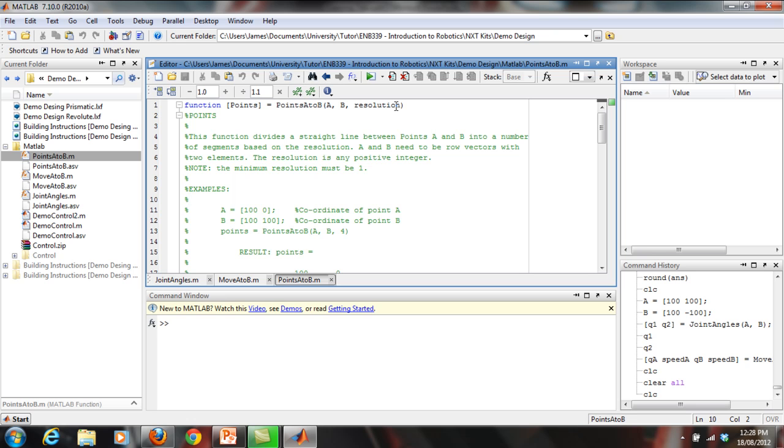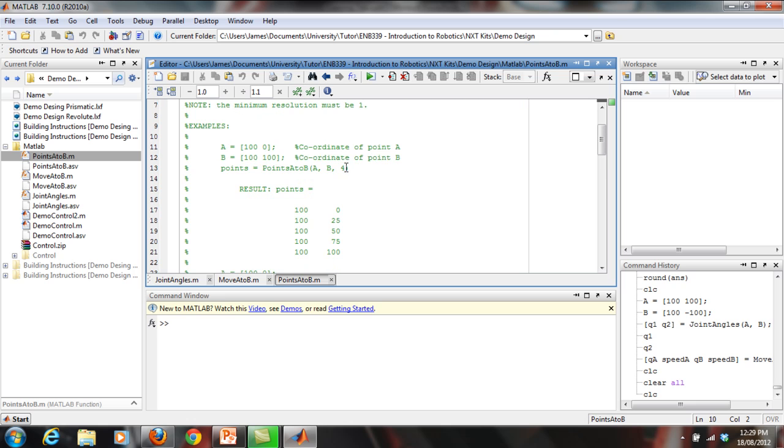So say if you have A to B and a resolution of 4, you're going to end up having 5 points. So basically you're dividing up into 4 segments. So there's one segment, there's a second segment, third segment, fourth segment.